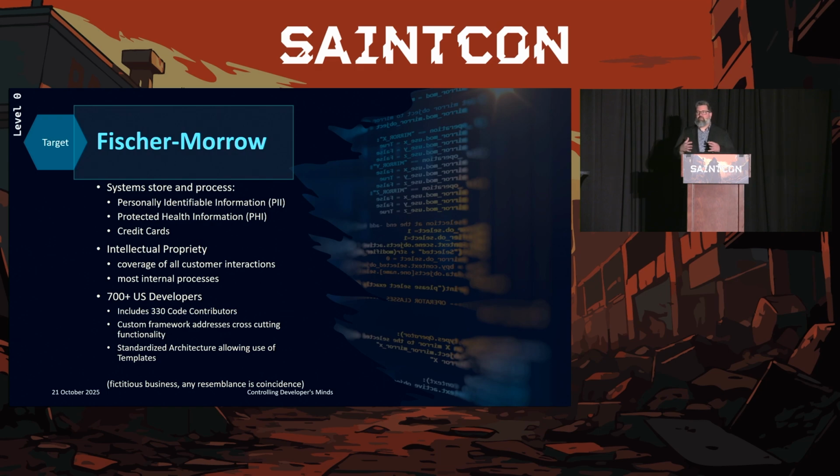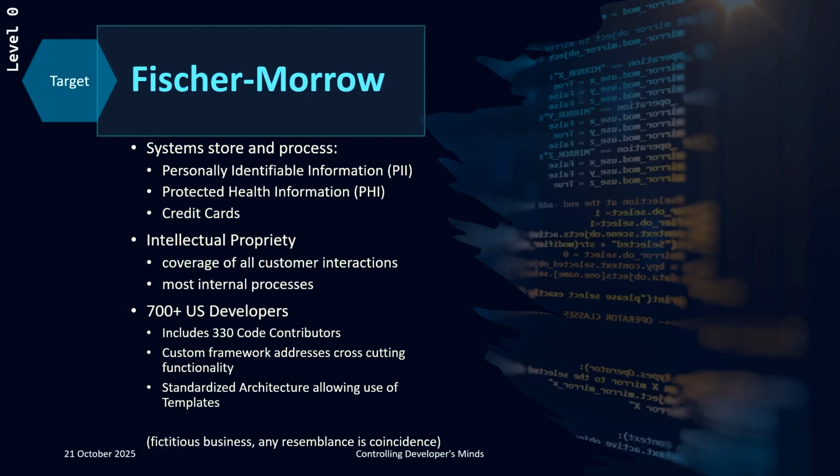So we're going to make up a target company so we can talk about it figuratively. The company's name is Fisher Morrow, and they have a very large attack surface. They have all kinds of sensitive data. They have PII, PHI, credit cards, anything imaginable that's sensitive. And they have a lot of intellectual property. In fact, their custom code takes care of all their customer interactions and most of their internal processes. So that attack surface is really big.